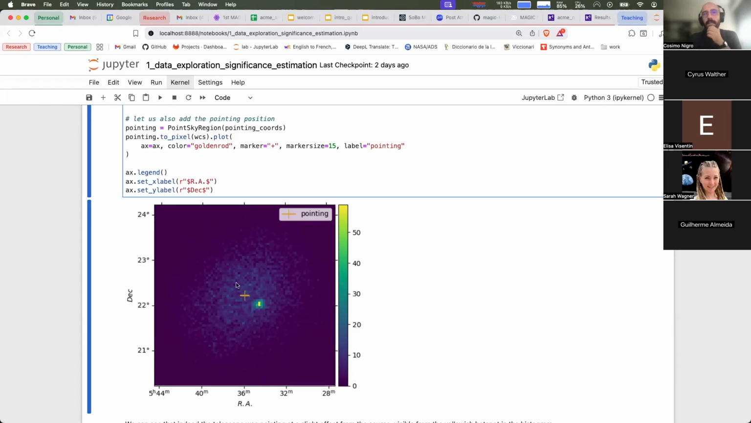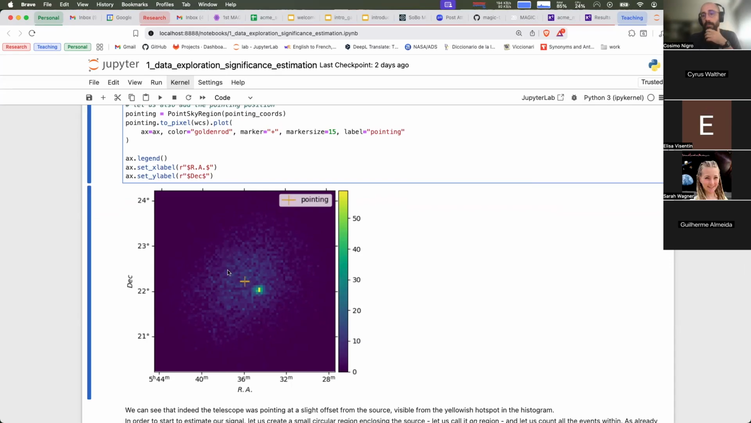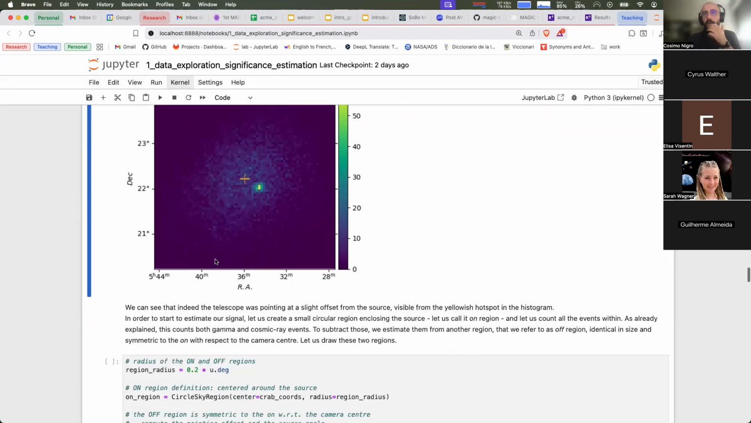The important thing is that the response of the telescope changes as a function of the offset, okay? So the farther you are from the center, the worse the performance. So you cannot put the source in the center and then estimate the background from the border, because you don't have the same response. So what we do is we put the source at a certain offset. In most cases, it's 0.4 degree for MAGIC. We will estimate the background from another position with a similar offset.